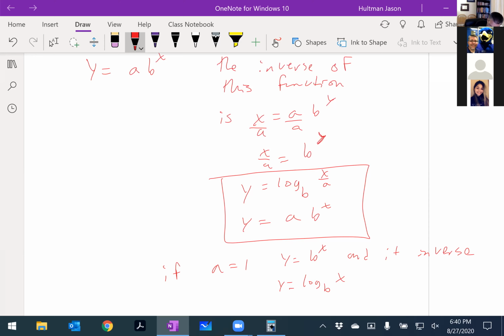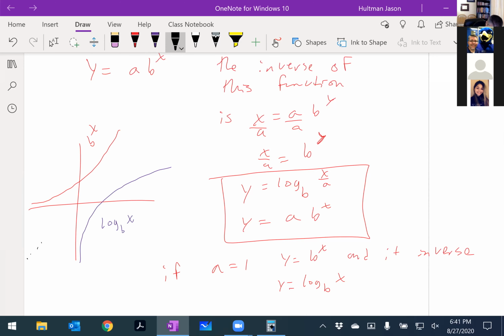Now, what does the exponential function look like? The exponential function looks like this. What does the logarithmic function look like? I'll put it in a different color. The logarithmic function looks like this. This is log base b of x, whereas this guy is just b to the x. Notice that b to the x goes up, and this creates a mirror image along the line y equals x.